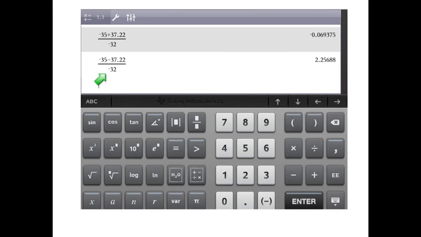And then we also had the other value of x. You see the only difference between these two expressions is one is plus and one is minus. So this is negative 35 minus 37.22, divided by negative 32, and that gives us 2.26. So those are our two values of x. X equals 2.26. Notice that that's a positive, and x equals negative 0.07.